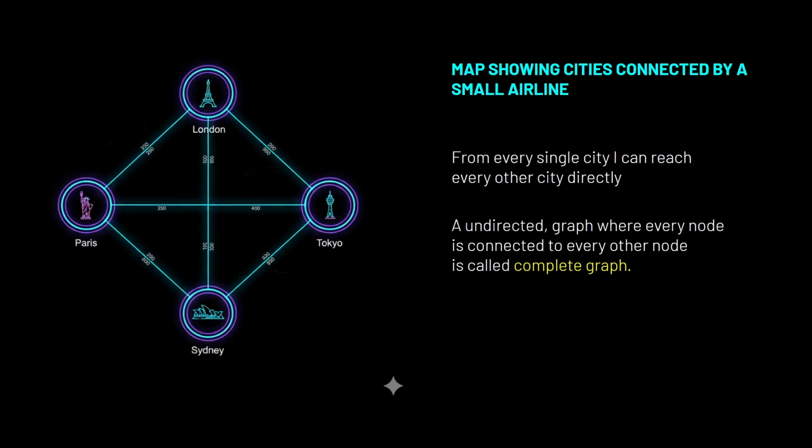Now coming to another kind of graph in which from every single city I can reach every other city directly. So all of the nodes are connected to one another. Such a graph is called a complete graph.